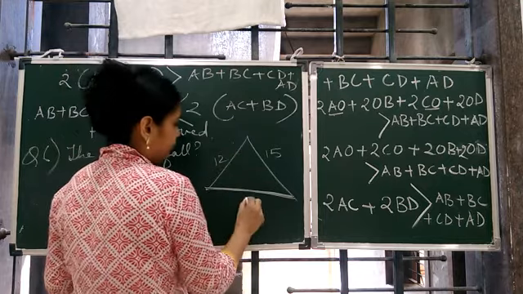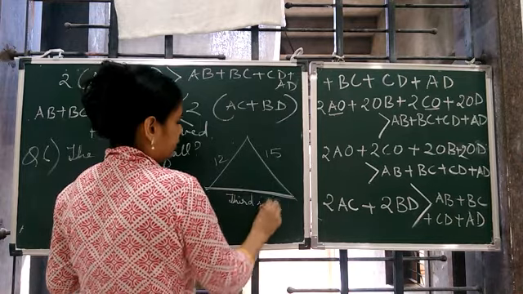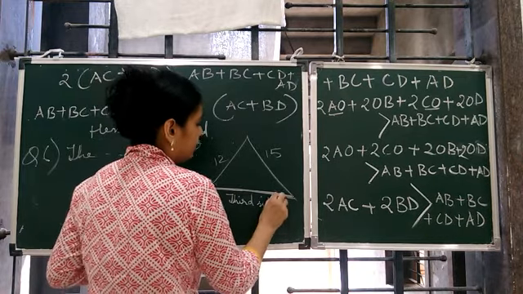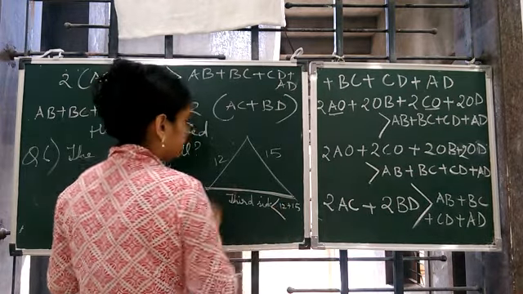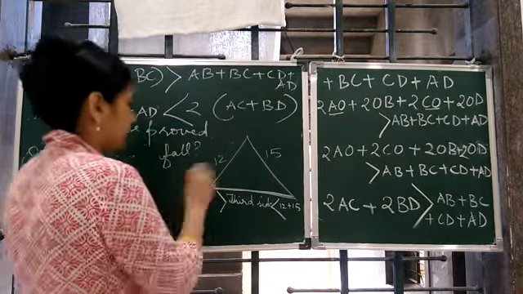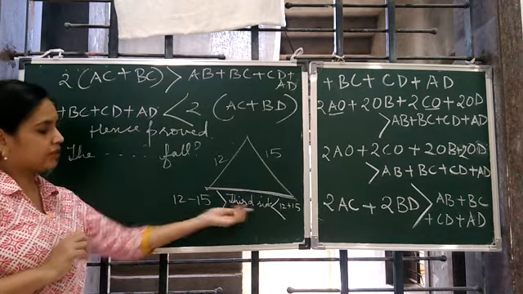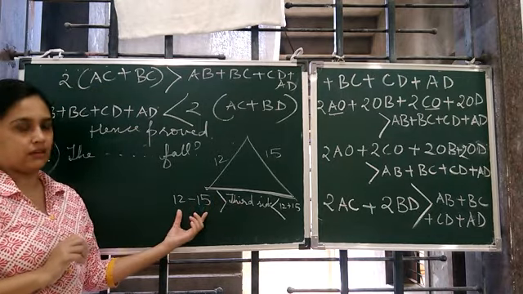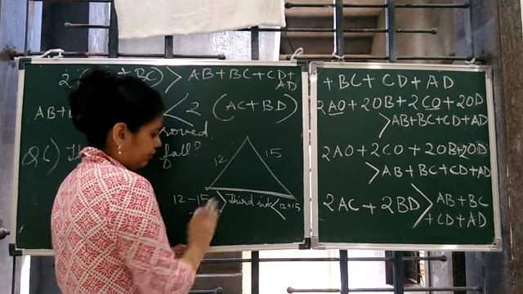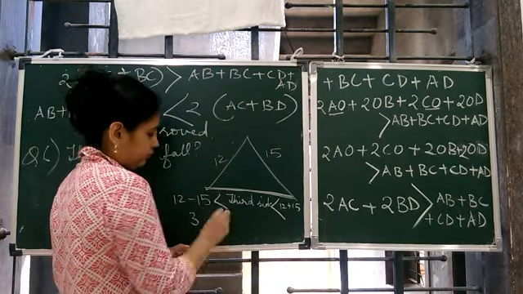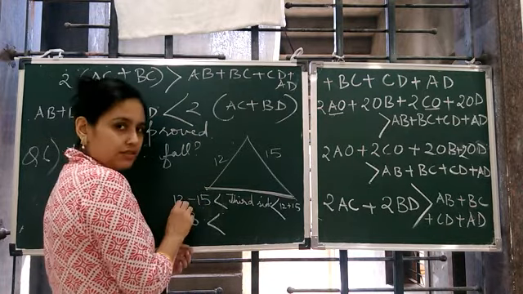That means the third side should be smaller than 12 plus 15. Yes? And it should be more than the difference. Yes or no? Because it will be at least more than 3. 15 minus 12 is 3. So it lies between what? Greater than. It will be greater than the difference. Okay? Greater than the difference.